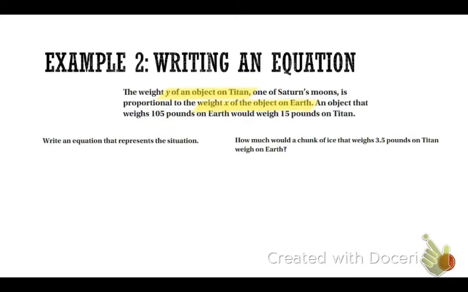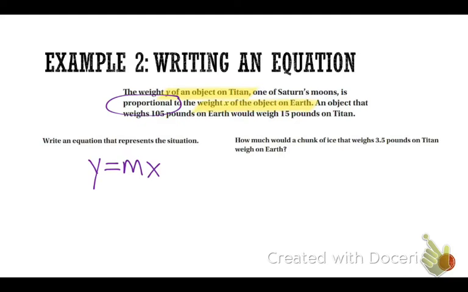So I'm going to start off with my equation. My equation for a proportionate relationship is y = mx. This part you're going to have to know. That's all the information they're going to give you. You're going to have to know that if it's proportionate, then y = mx. So now, what did Y stand for?